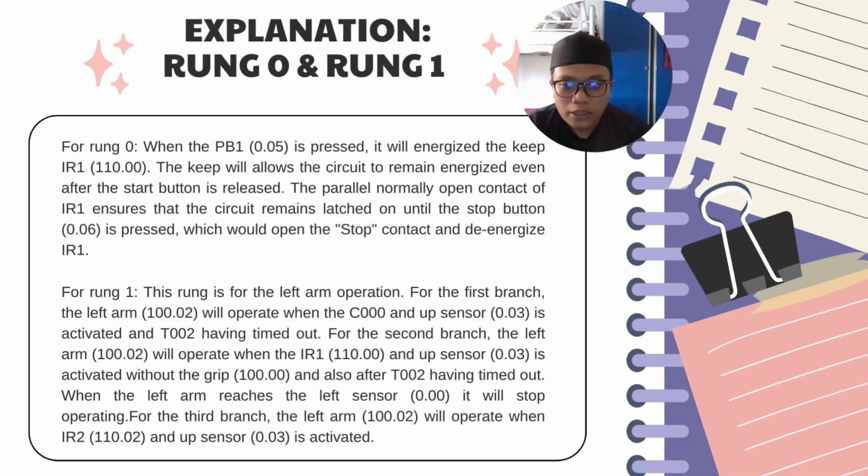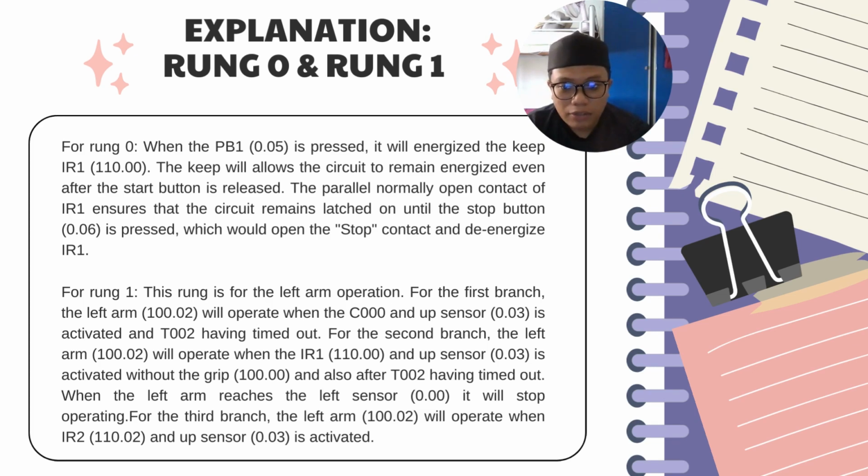Okay, for rung 1, this rung is for the left arm operation. For the first branch, which is the left arm, 100.02 will operate when the C000 contact and up sensor 0.03 is activated. And also the T002, which is timer, having time out.